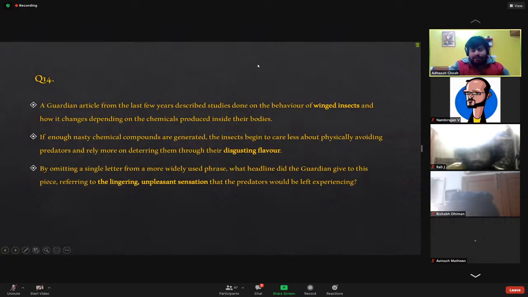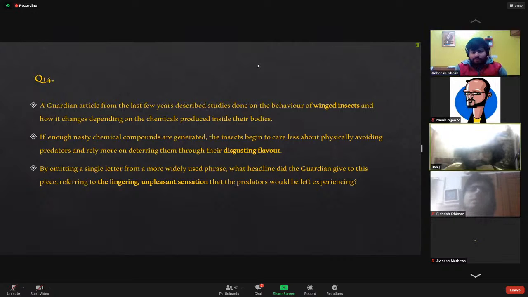And so this is the modification of a much more well-used phrase, but you're removing a single letter, and by removing that letter, you are sort of referencing the insects themselves. Note that I've not mentioned what kind of insect specifically these are. So try and piece those two things together. You will get an answer.